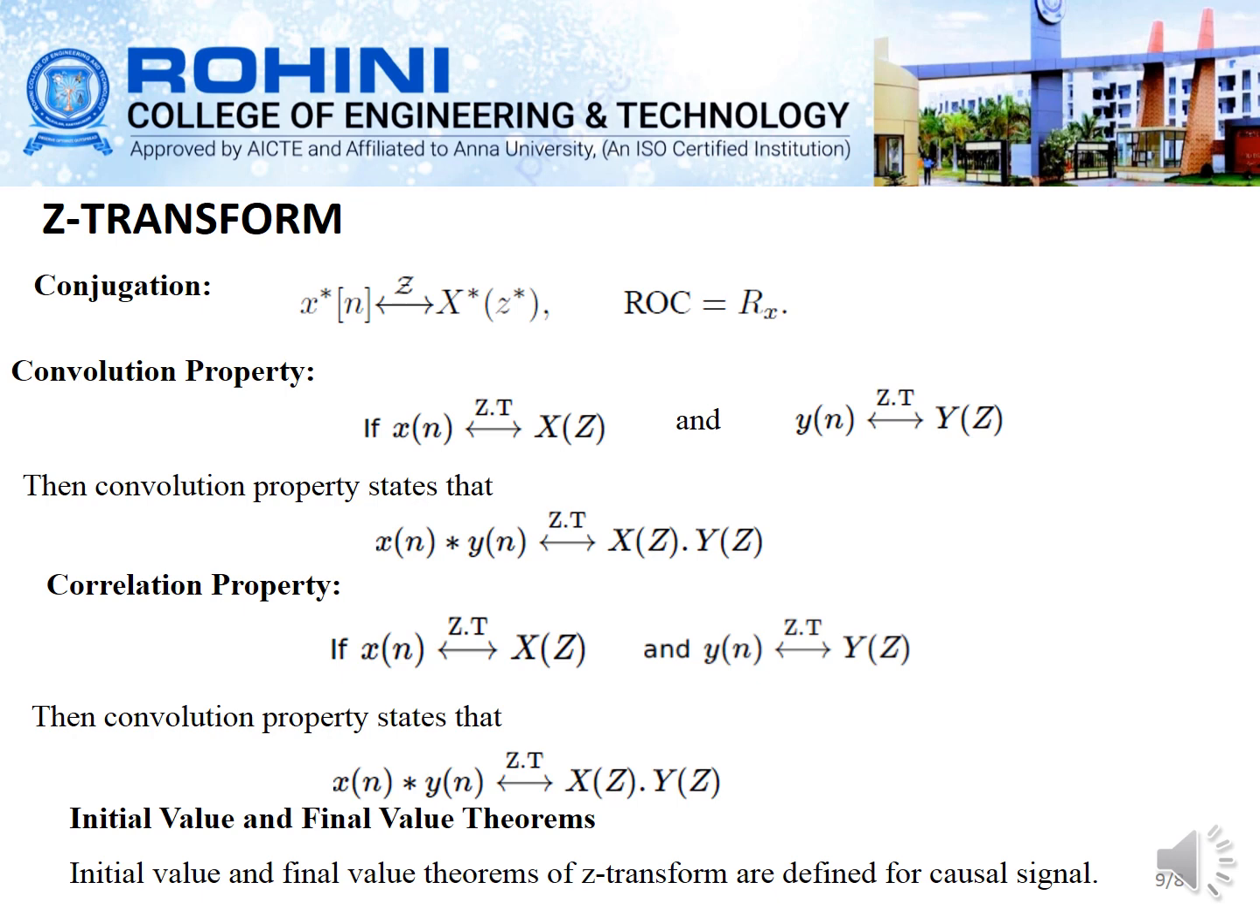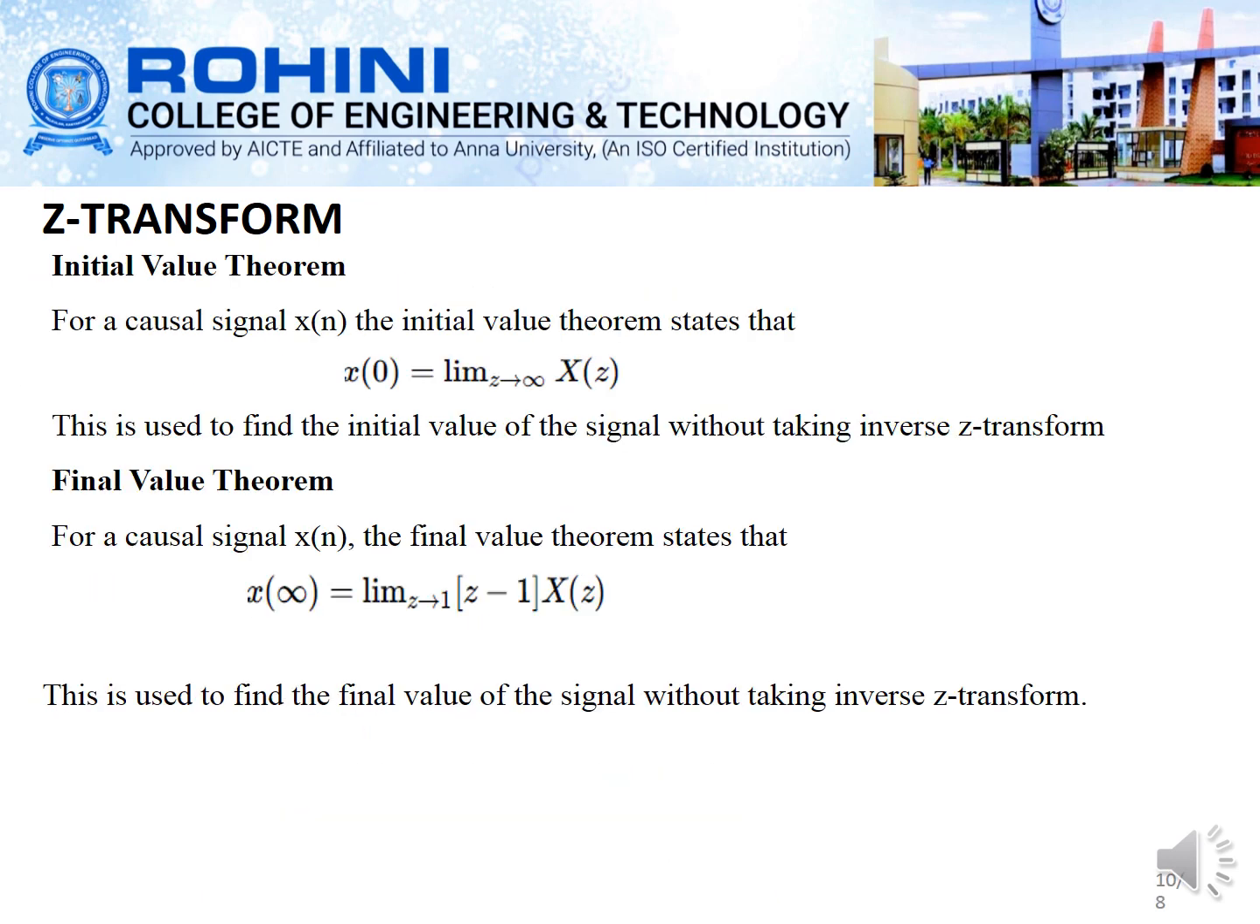And the last one is the initial value and final value theorem. The initial value and final value theorems of the Z transform are different. Initial value theorem for a causal signal x of n: the initial value theorem states that x of 0 equals limit z tends to infinity of X of z. This is used to find the initial value of the signal without taking the inverse Z transform.